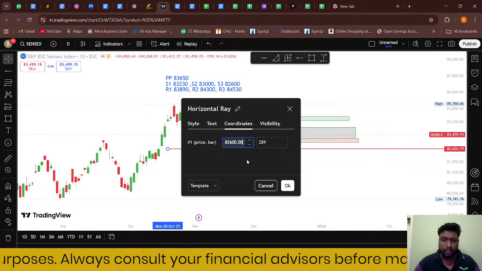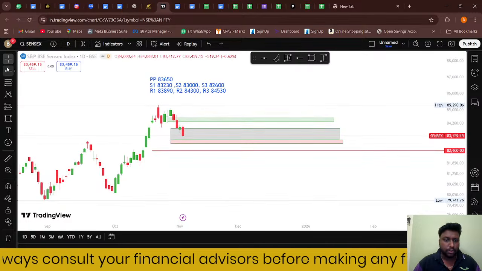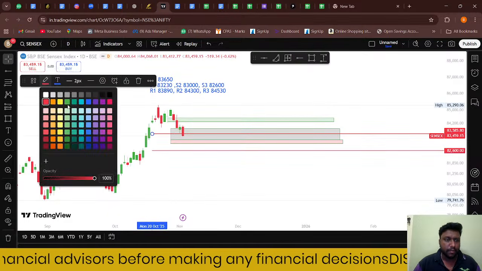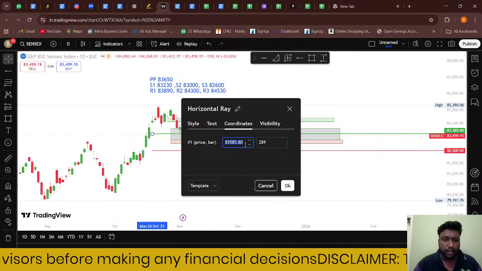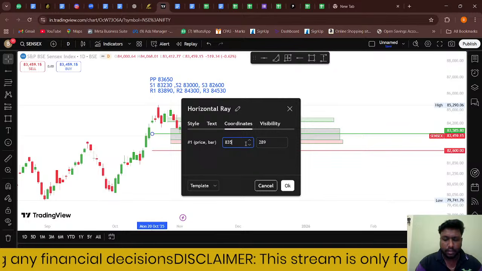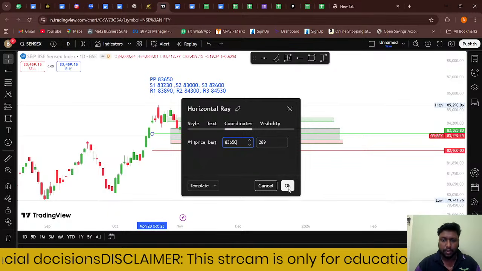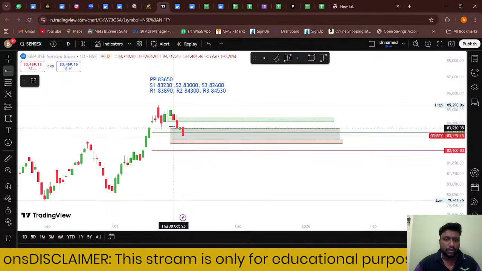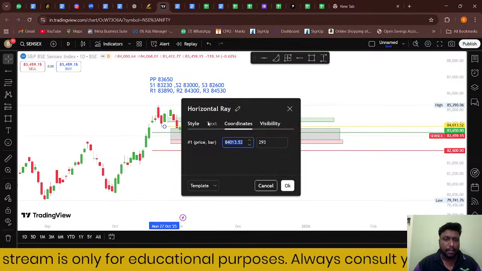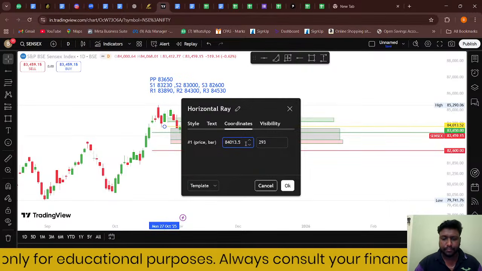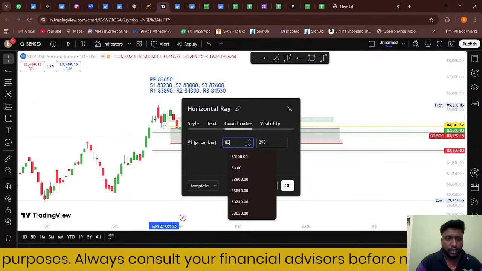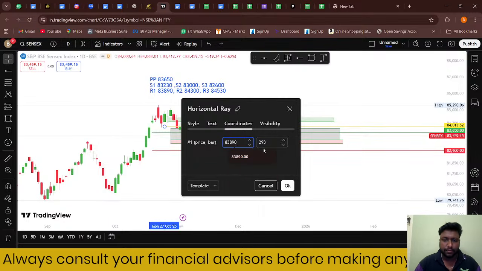82,600 we'll mark as the third support zone as well. So the pivot line we will mark, it will be coming between. Let's mark the pivot line in green. So 83,650 is the pivot point. So R1 also we'll mark out. R1 will be at 83,890.